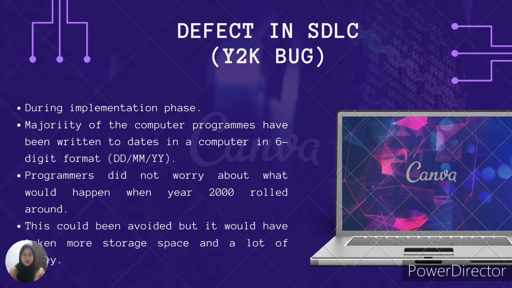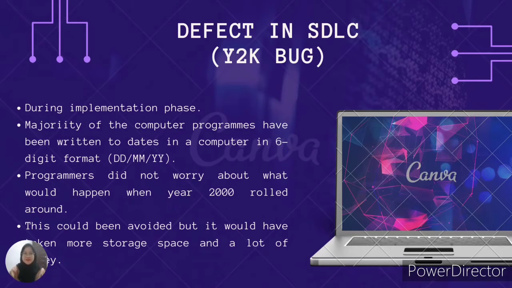My name is Izzah Farihah Nadar and I will continue to explain about the defect in SDLC in the Y2K bug. So when the programs were written, the programmers did not worry about what would happen when the year 2000 rolled around. It is because they assumed that all the systems would be too old-fashioned by then and there would have been a newer system. So this could be avoided, but it would have taken more storage space and a lot of money. That's all about the defect in SDLC in the Y2K bug.